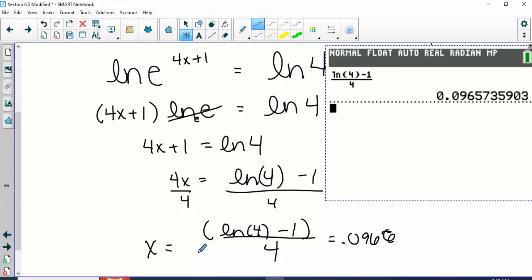It kind of depends on what else is with the problem. Like, is it multiplied by a negative or something like that? But yeah, that is true on this one.